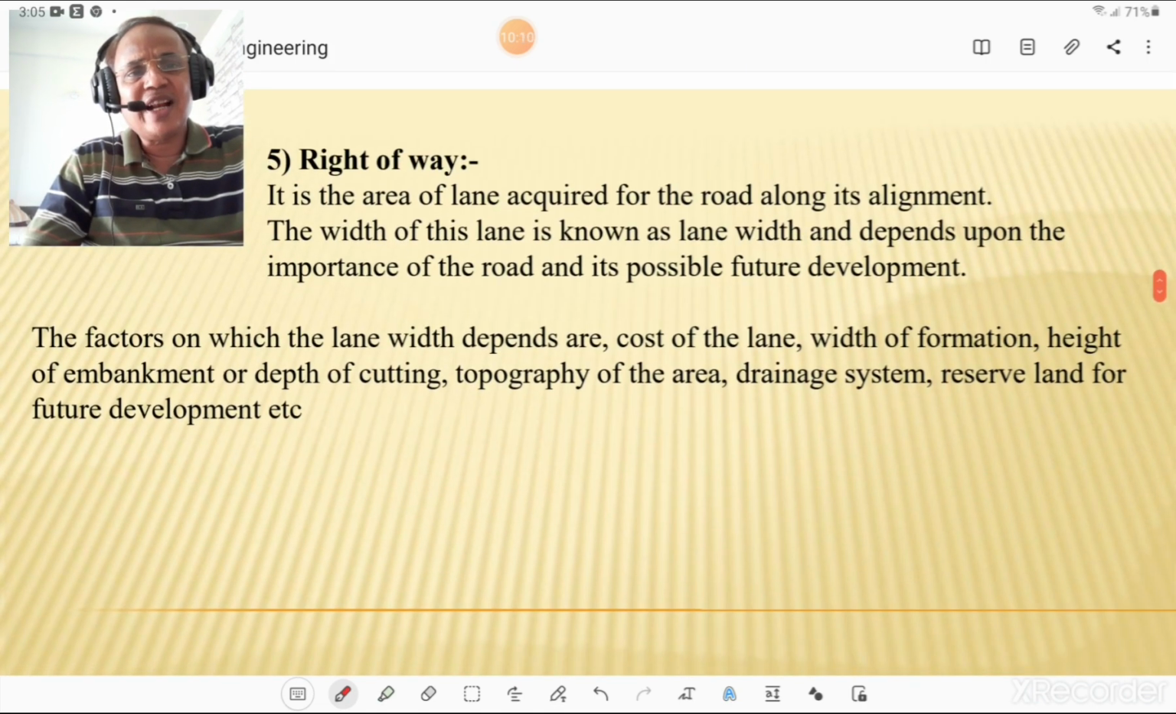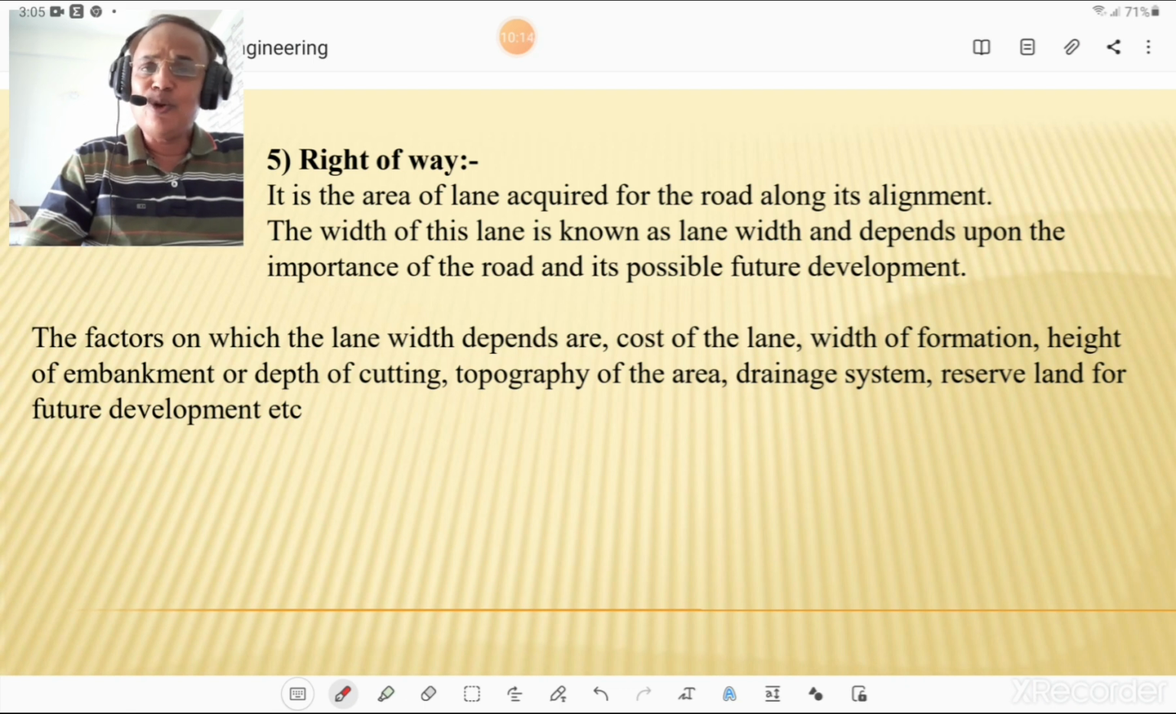Then we will discuss the right of way, which is already discussed. What is the right of way? Right of way is the roadway width plus road margin. That is the right of way.